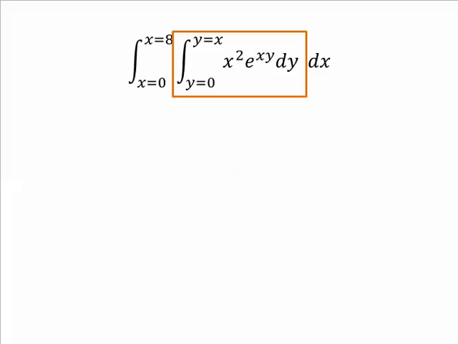Keep in mind that if you're integrating with respect to y, then x is a constant value. So think of x as your favorite number, like maybe 10. I guess it can't be 10 because we're going between 0 and 8. Let's make x 5. If x is 5, then x squared would be 25, and e to the xy would be e to the 5y. So just think of x as a number. It'll be easier when you integrate.